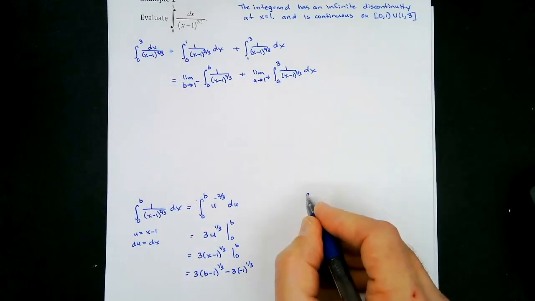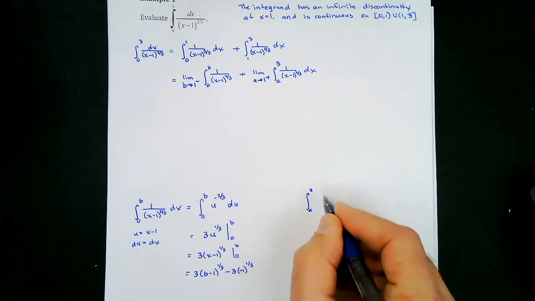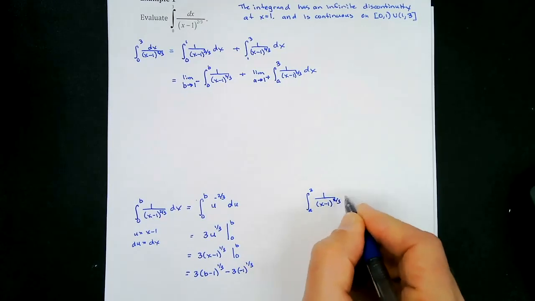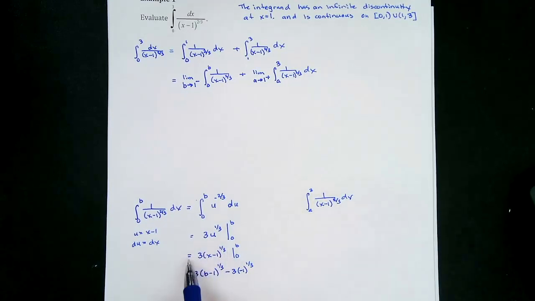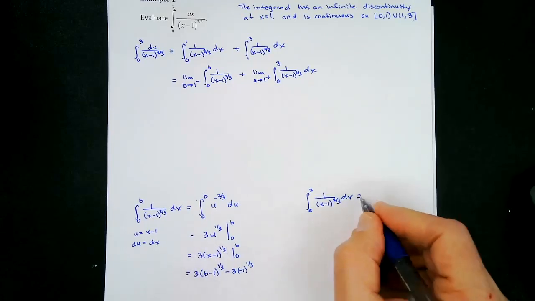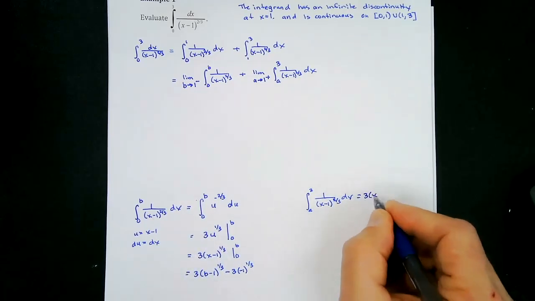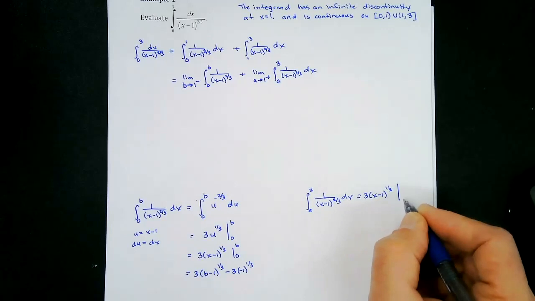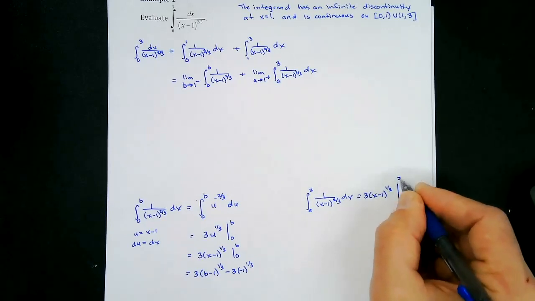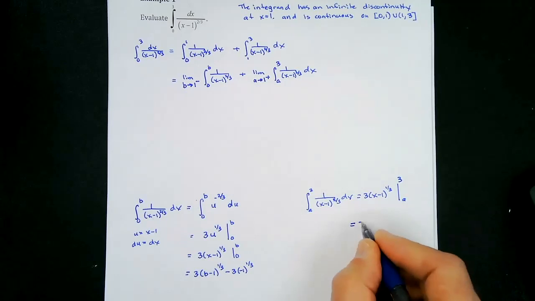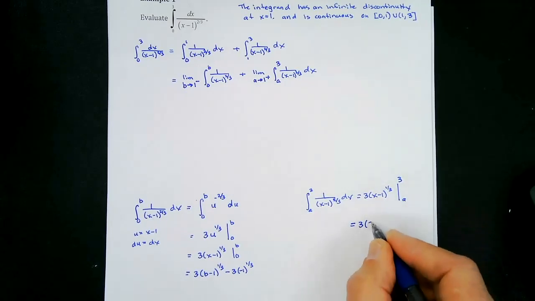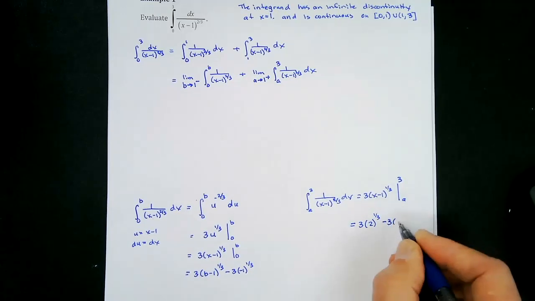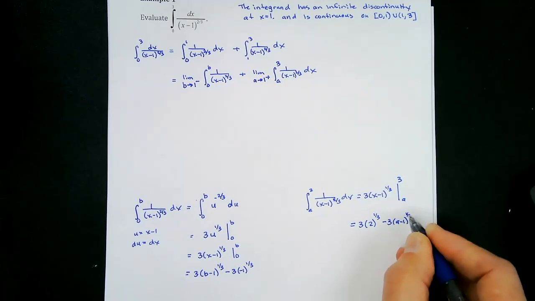So what is the integral from a to 3 of 1 over (x minus 1) to the 2/3 power dx? Well, we already know that the antiderivative is this, so that's going to equal 3 times (x minus 1) to the 1/3 power evaluated from a to 3. So this one would be 3 times, and 3 minus 1 would be 2, to the 1/3 power, and then minus 3 times (a minus 1) to the 1/3 power.